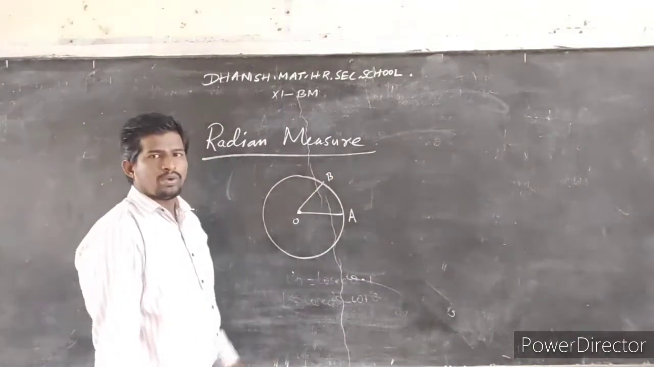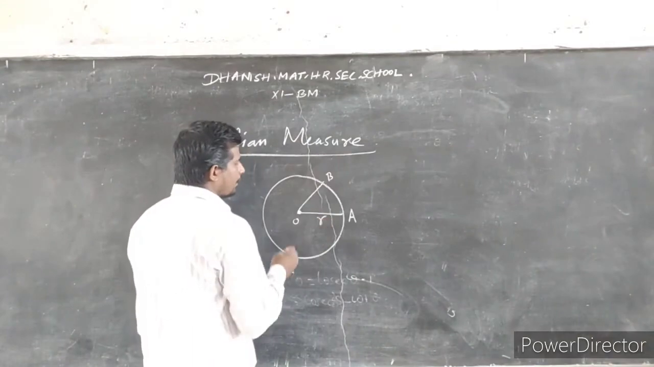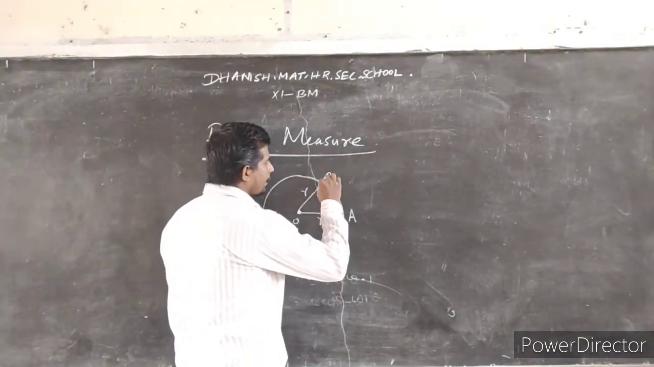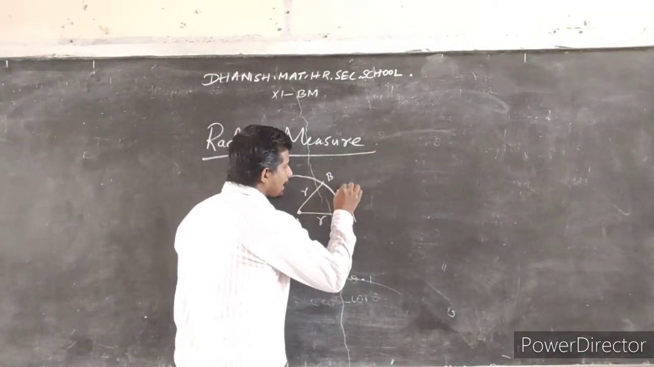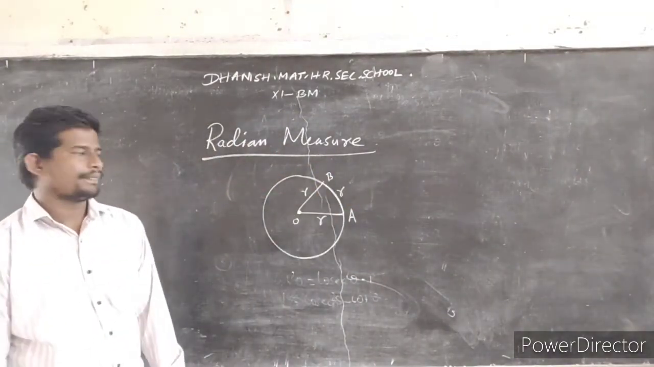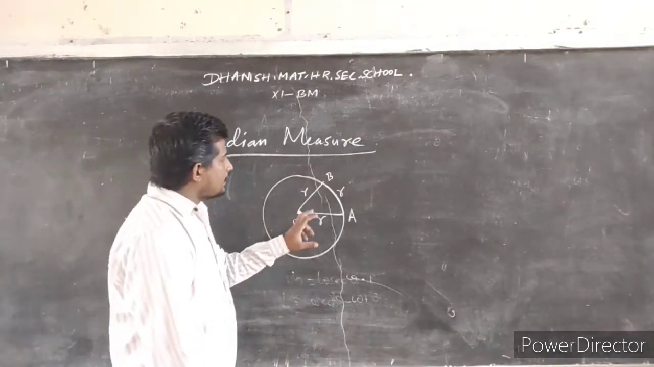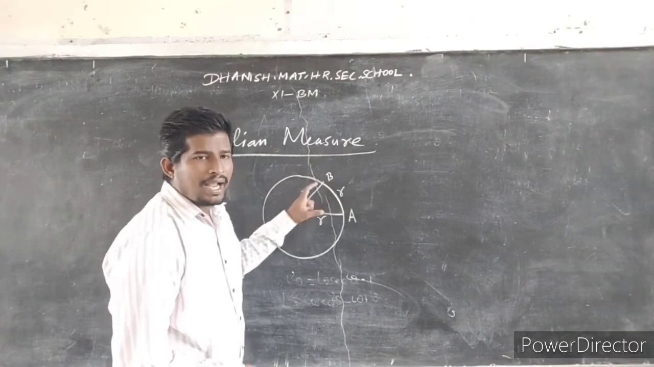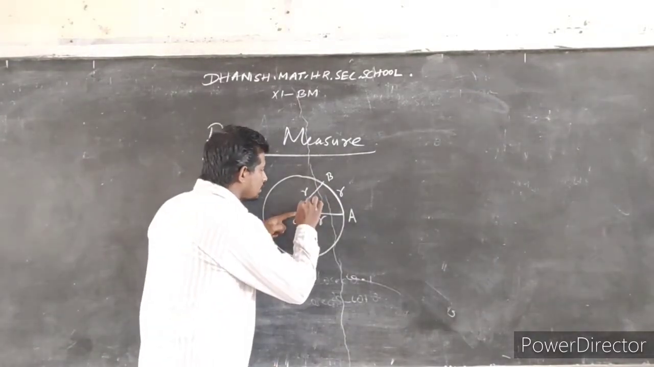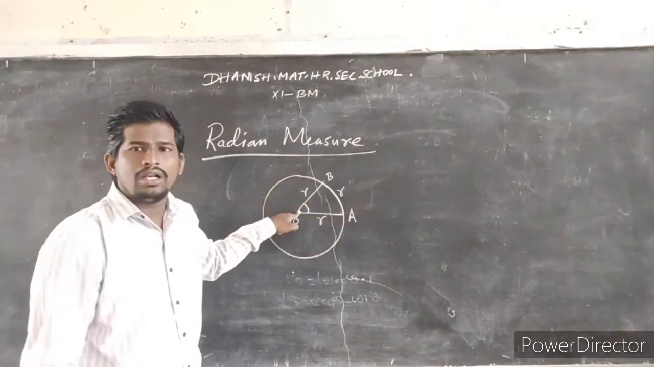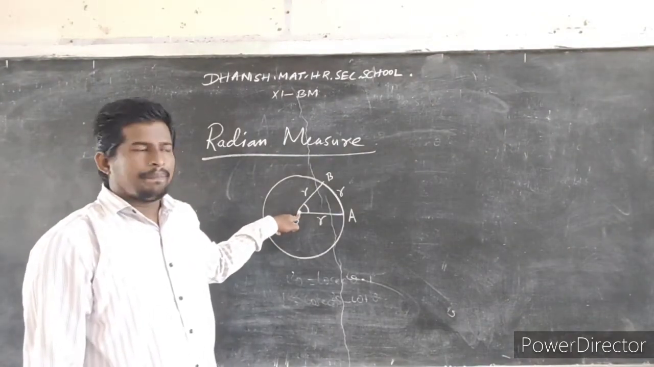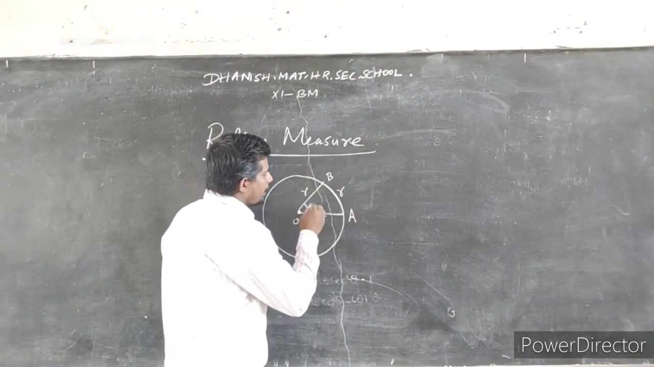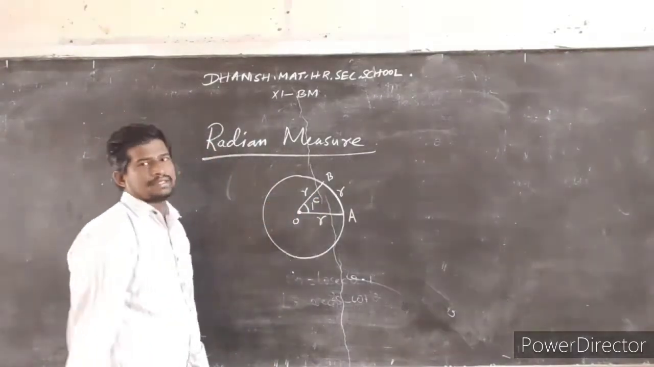Here OA and OB are radii, so it can be referred to as R. Now I am going to take the length of this arc also as R. Now the angle subtended by this arc AB at the center of the circle is said to be a radian measure. Then it will be denoted like this.